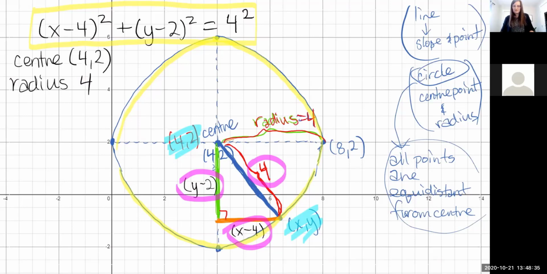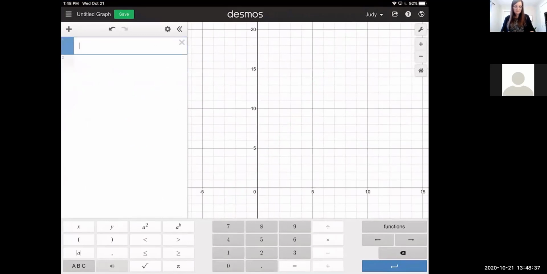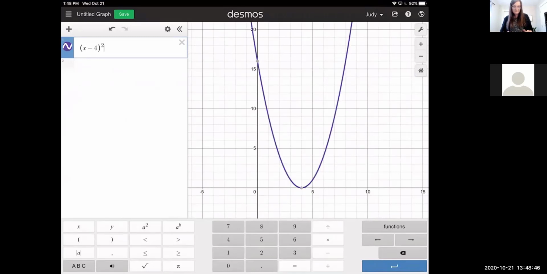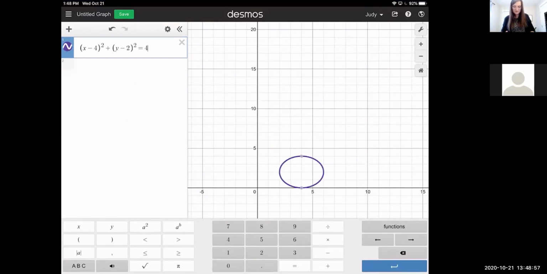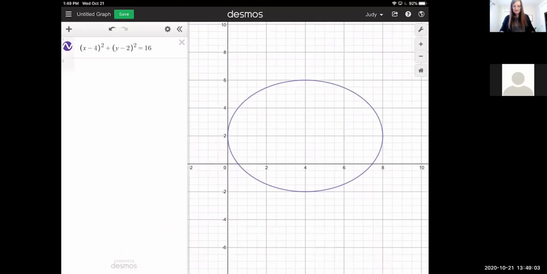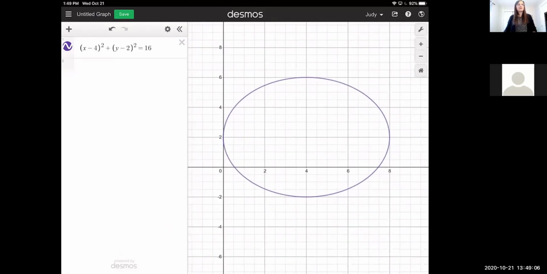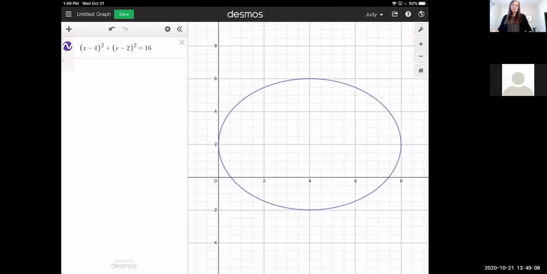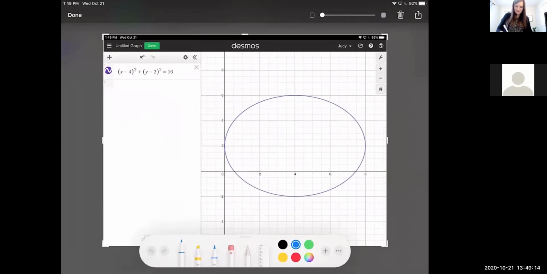Okay. We go to Desmos, clear those things away. And so x minus, what was it, 4, I think? My memory is kind of terrible sometimes. y minus 2 equals, not 4, because that's too small, 16. Okay, did we do it? We did it, right?